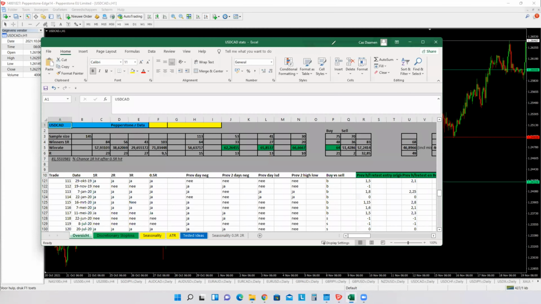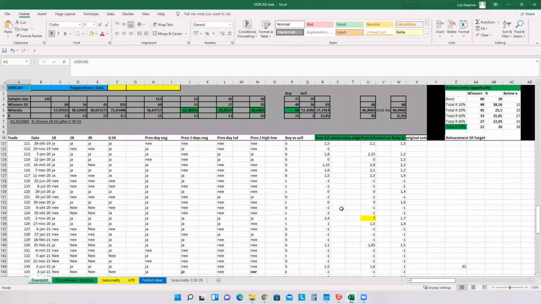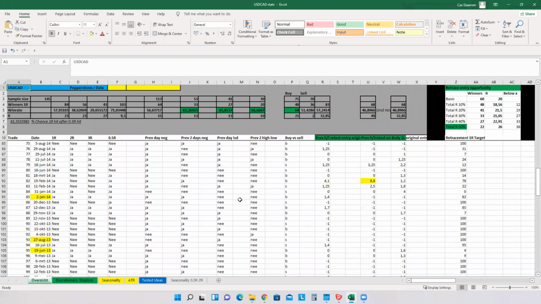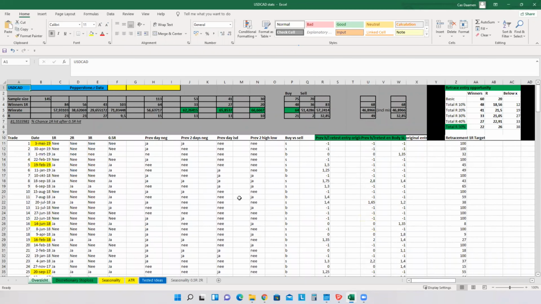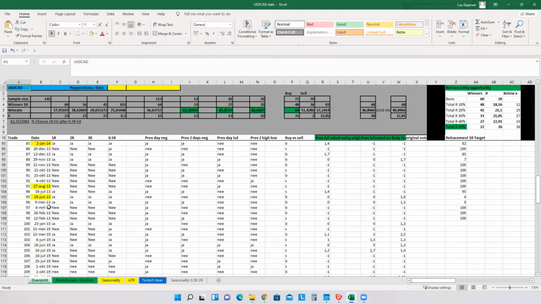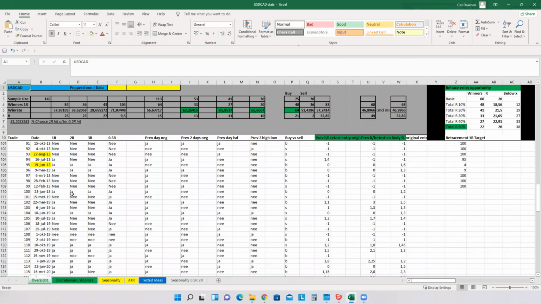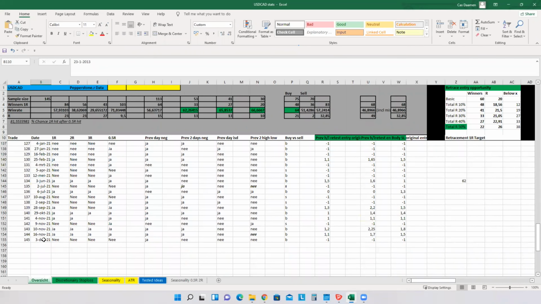Whoops, let me check. There we go. Right, so this is my backtested spreadsheet in the USD Canadian. And again, this is fully mechanical, guys. This is not with discretion or hindsight. This is fully mechanical. And I've backtested this over a lot of data. If I go back to January 2013 until now, 21st.